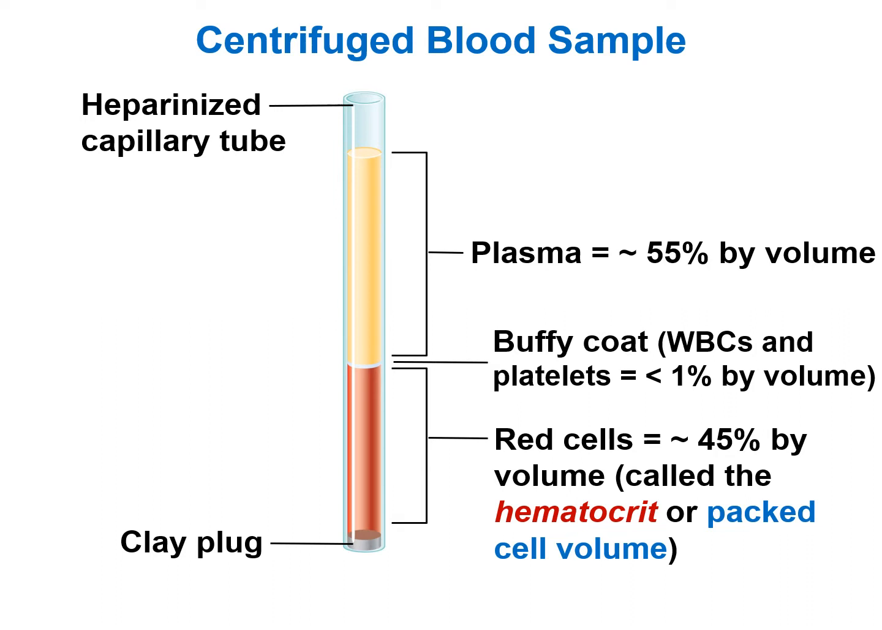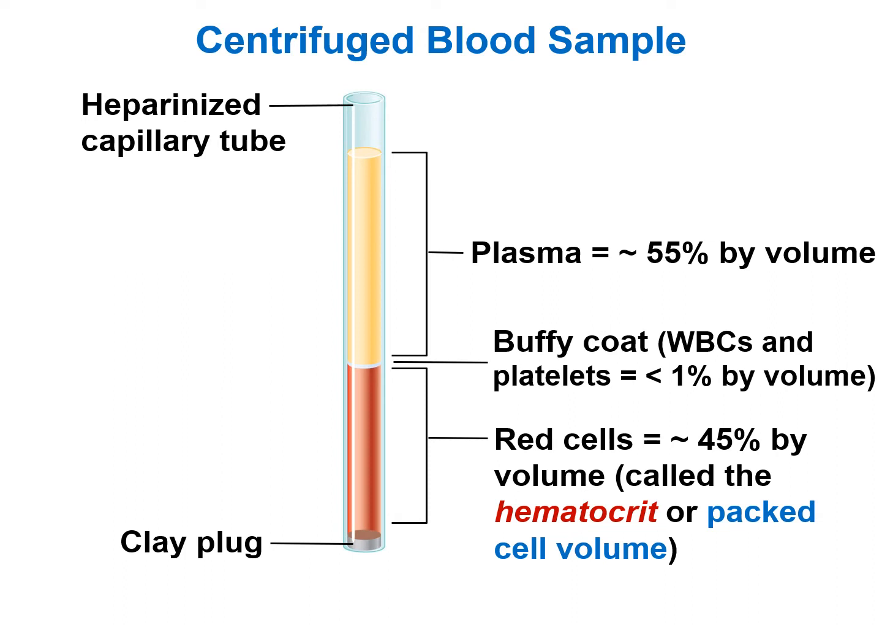hematocrit. This is the lower portion where we have primarily red blood cells occupying about 45% of the entire blood volume, with the remaining 55% or so being the liquid plasma, which is what bathes the blood. This is the matrix of this connective tissue. Remember, blood is a connective tissue.